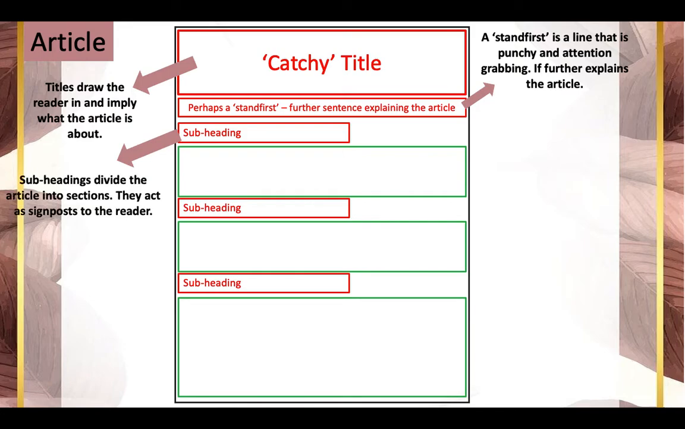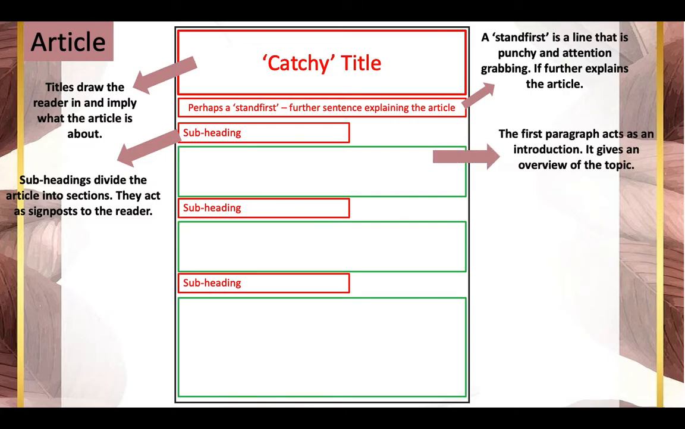As you can see then, we've got subheadings throughout our answer that divide the article into sections. This is a really, really good way to signpost to an examiner that you know that an article is meant to be fairly easy to read. So the subheadings should not be complex. They should clearly indicate what each paragraph is about.